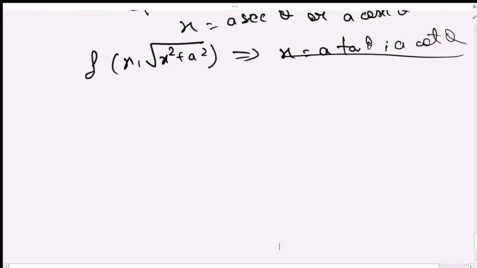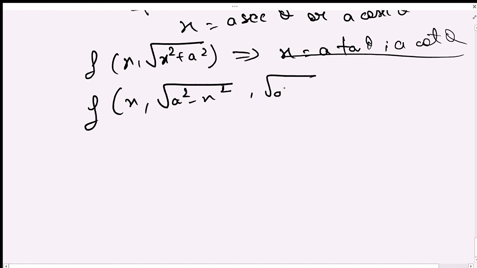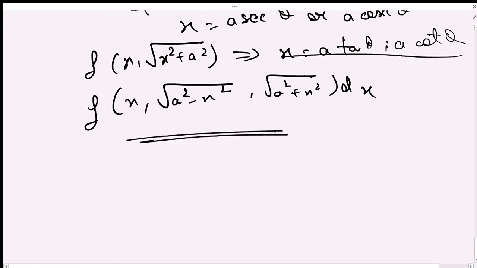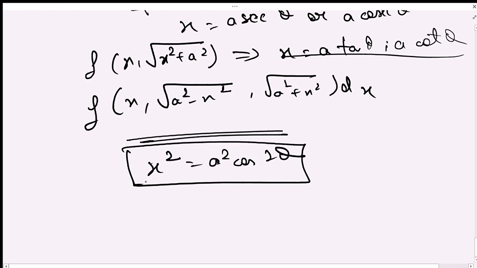And the last important substitution which you actually need: if you have two of these terms, a square minus x square and a square plus x square, in the function. If you have this sort of a term, then you need to substitute x square with a square cos 2 theta, and you are done. Assuming x square equals a square cos 2 theta will do your job. Clear? So these are some important substitutions you require.